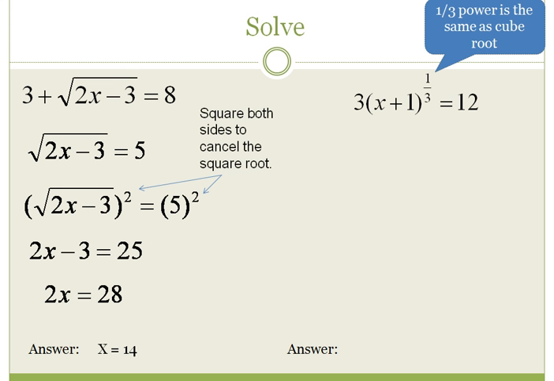And then after you get your answer, make sure you check it in the original. Look for extraneous solutions. So now on this one, first thing we got to do, same thing, isolate the radical. So divide by 3.